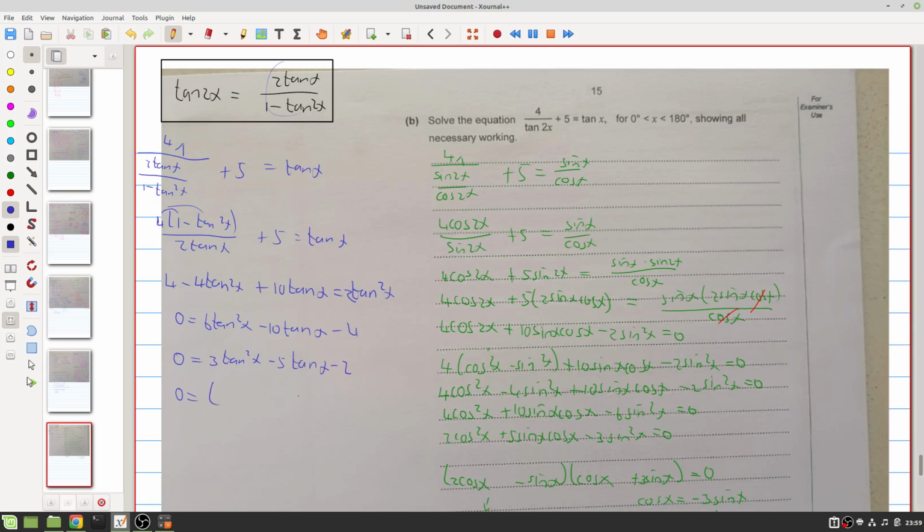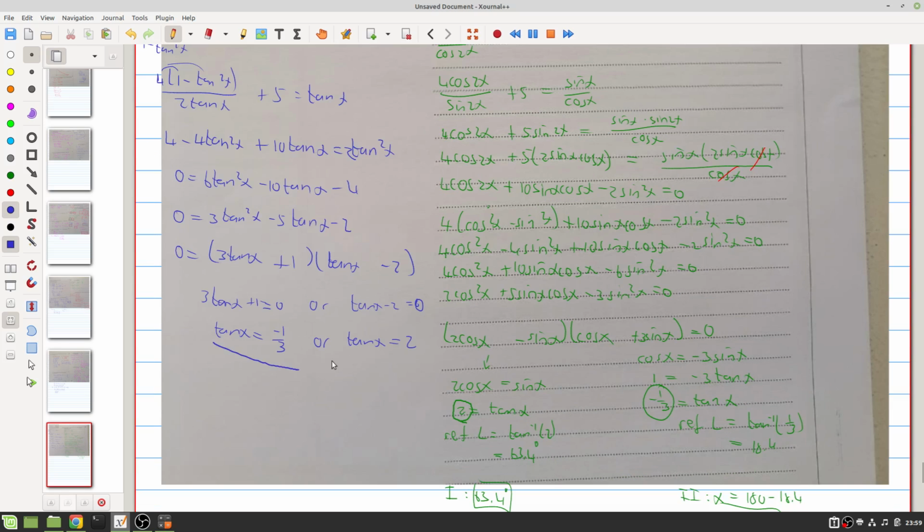Okay, then again we can factorize. So we'll have 3 tan x and we'll have tan x. And we'll have a minus 2 and a plus 1. So that means either 3 tan x plus 1 equals 0, or tan x minus 2 equals 0. So this gives us tan x equals, take the 1 over, becomes negative 1, and then divide by 3. Or tan x equals, take the negative 2 over, it becomes positive 2.